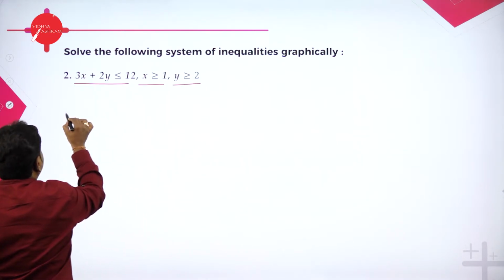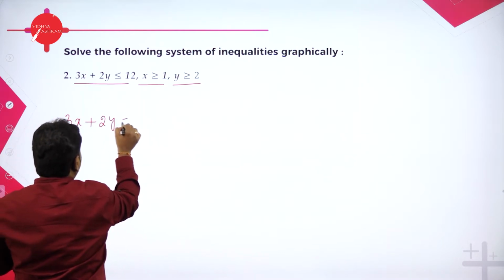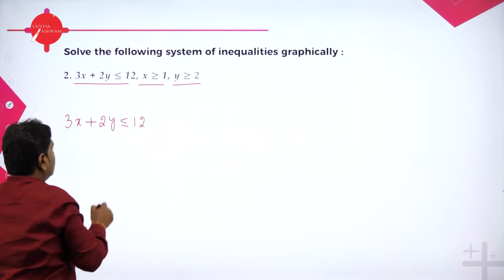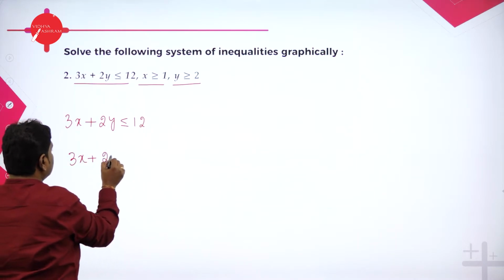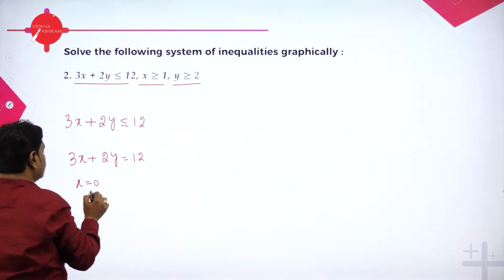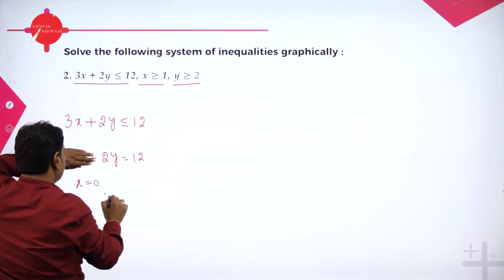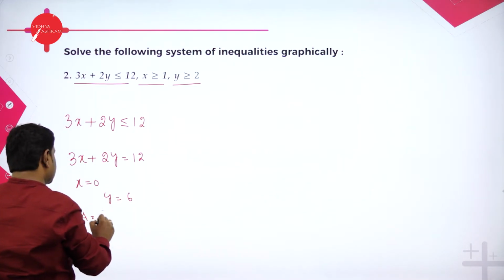So first I will take 3x + 2y less than or equal to 12. I'll take it as equal to 12, that is 3x + 2y = 12. Now put x = 0. When you put x = 0, this term is gone. 2y = 12 and y will become 12 by 2, which is 6. One of the points, A, is (0, 6).